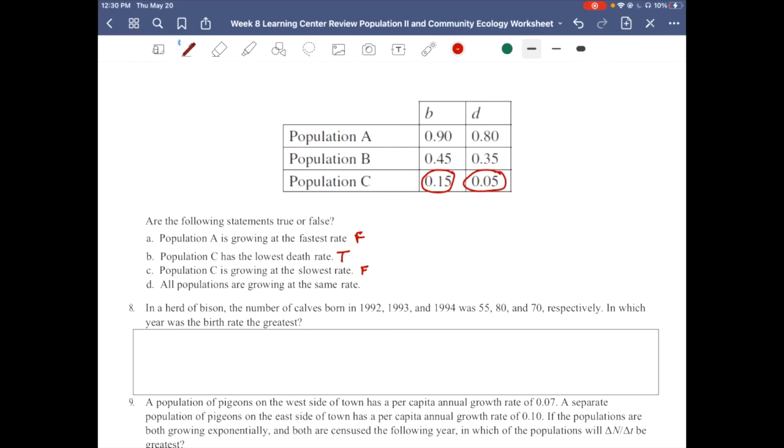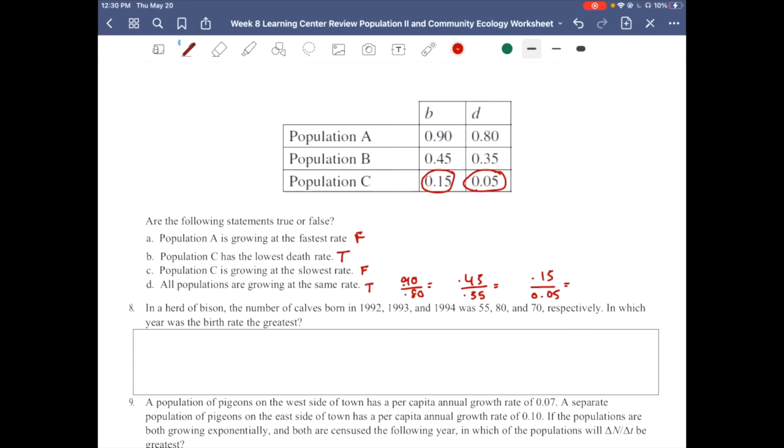And then the next one is saying that all populations are growing at the same rate. And for that, we can do 0.9 over 0.80, 0.45 over 0.35, 0.15 over 0.05. And if all these numbers equal the same, then we know they're growing at the same rate. And if you do that, you do get the same number. So this is true for that.